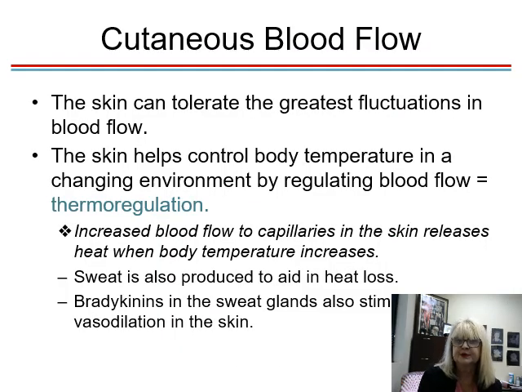Cutaneous blood flow. The skin can tolerate the greatest fluctuations in blood flow. The skin helps control body temperature in a changing environment by regulating blood flow, and this is thermoregulation. Increased blood flow to the capillaries in the skin releases heat when the body temperature increases. Sweat is also produced to aid in heat loss. Bradykinins in the sweat glands also stimulate vasodilation in the skin.